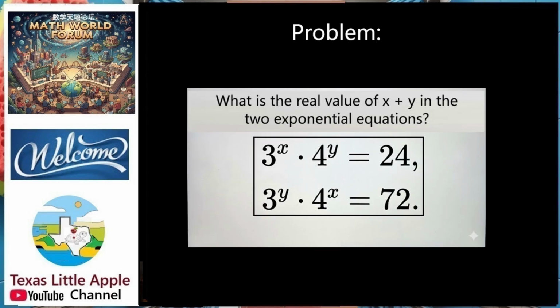Today we're going to solve an exponential system, as shown on the screen, and find the real value of x plus y. At first glance it looks messy, but there's a beautiful symmetry hidden underneath. Using two different approaches, a logarithmic method and a clever multiplication trick, we'll see how the entire system collapses into a simple expression in terms of x plus y. Let's walk through it step by step.